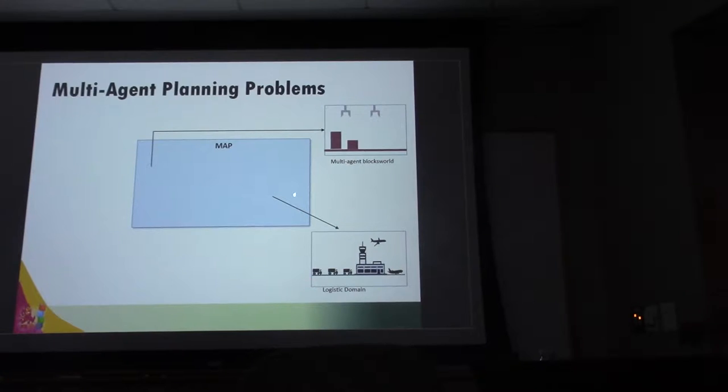One is the truck, which can move from one part of the city to a different part within the same city. And you have these plane agents, which can take these packages from one airport to a different airport. So actually, if you look at this problem, you need these two kinds of agents to solve it.